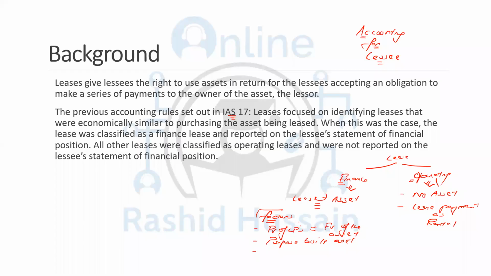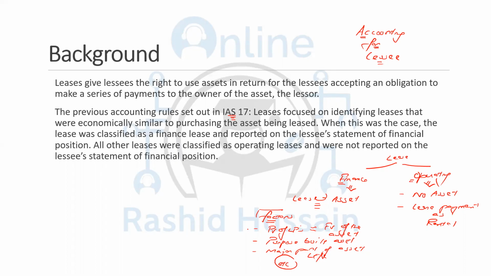The other factor was that the lease is for the major part of the asset life. For example, the total life of the asset is, let's assume, 7 years, and the lessee has leased the asset for 5 years. That means it will majorly be used by the lessee, so for the major part of its life it is being used by the lessee. So the lessee used to record that asset as the leased asset. There were other factors as well. For example, the asset will be transferred to the lessee by the end of the lease period, etc. So I've given you a few examples of that.